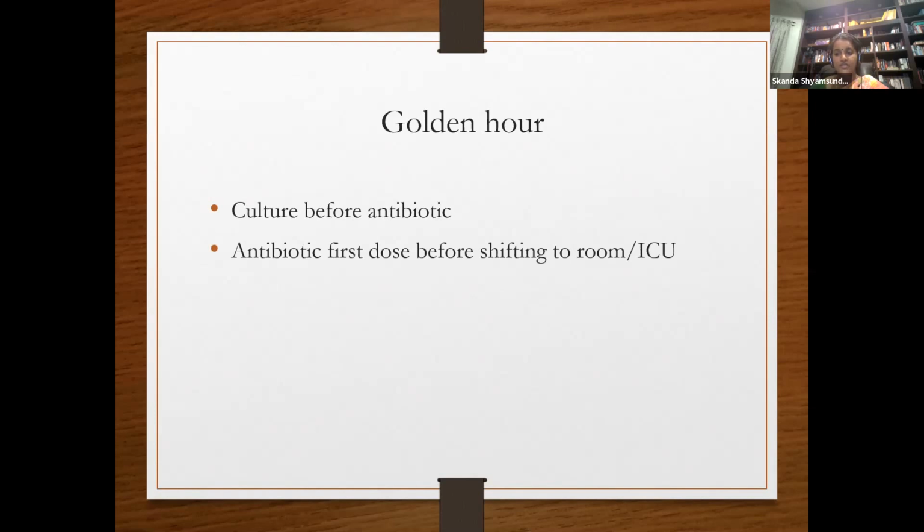So always take a blood culture, adequate blood volume, before starting the first dose of antibiotic. Ensure that the first dose of antibiotic is given in the casualty itself, because once it goes to the ward it becomes very difficult. There is an inordinate delay. So as far as possible, at least in pediatrics, you can tell the casualty staff, give the first dose of antibiotic before shifting to ICU or to the room.